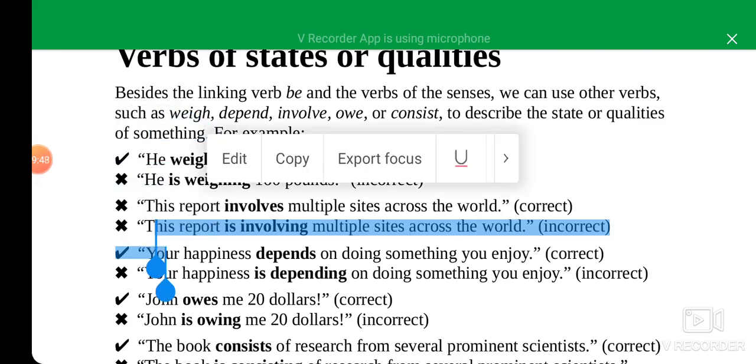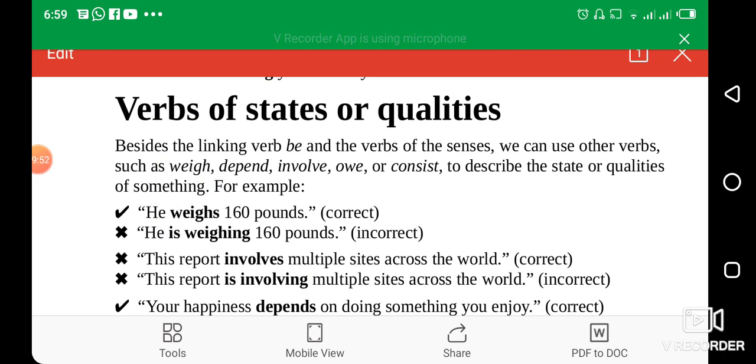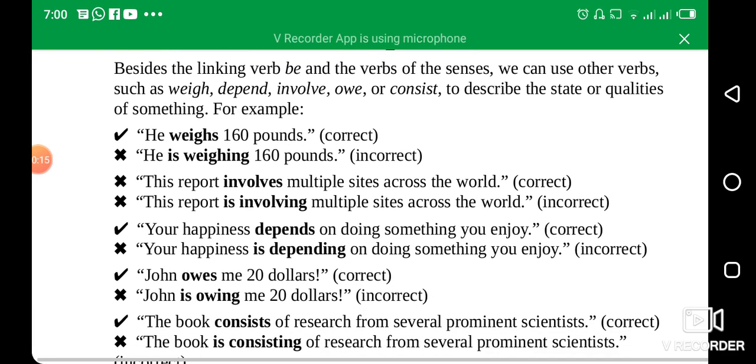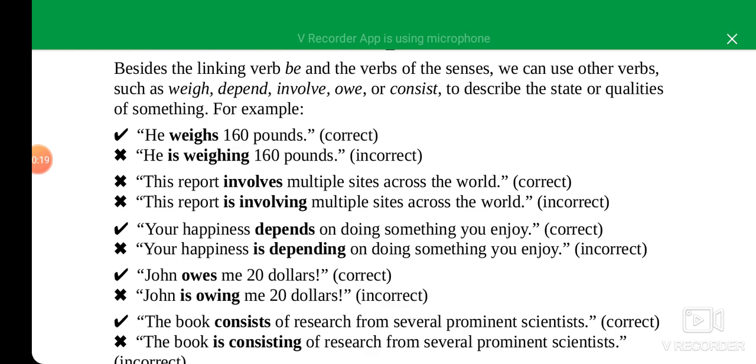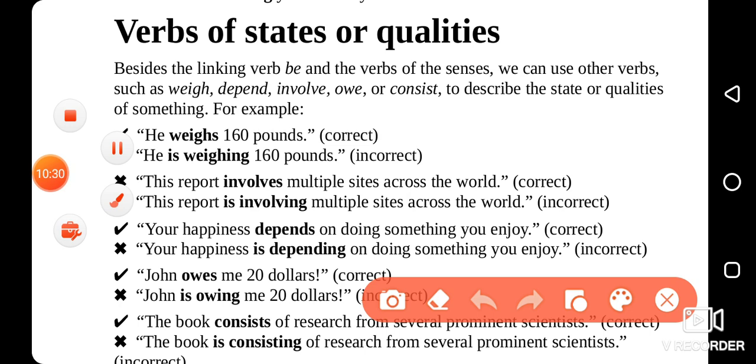Now coming to the next point, the most important point, the verbs of states or qualities. There are other verbs like weigh, depend, involve, owe, or consist, which describe the state or qualities of something. These words are also used as the first form of the verb in sentences. He weighs 160 pounds. He is weighing 160 pounds. That's wrong. And likewise, the next sentence: this report involves multiple sites across the world. That is correct.